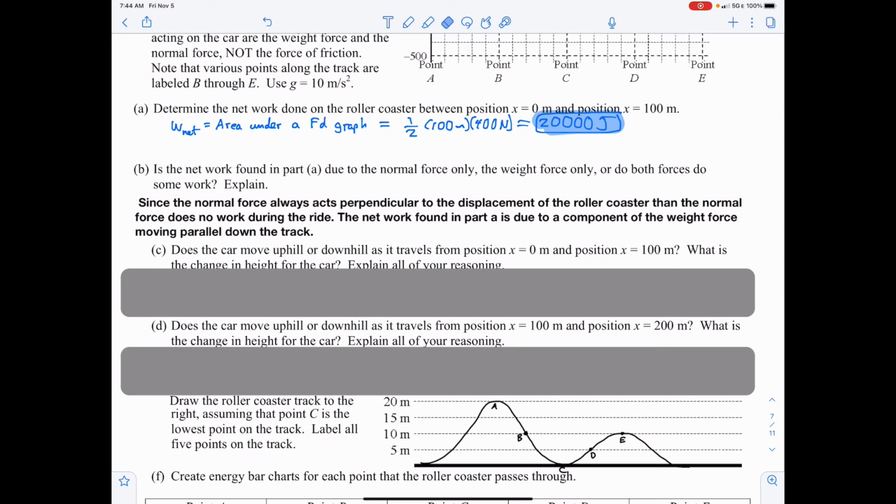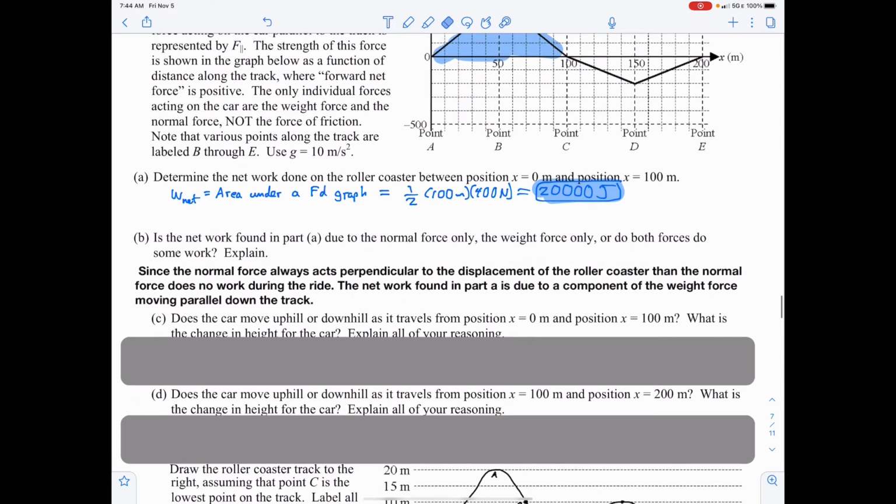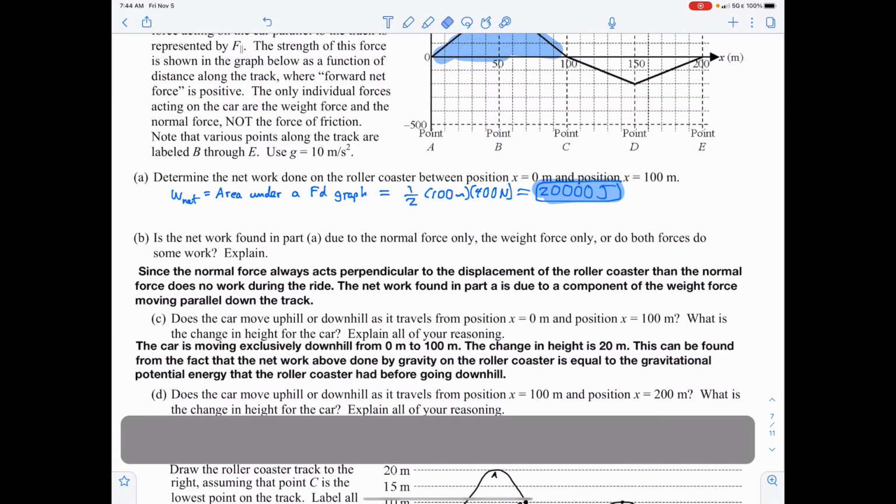Part C, does the car move uphill or downhill as it travels from point 0 to 100? What is the change in height for the car? Explain your reasoning. Well, the car is exclusively moving downhill from 0 to 100 meters. The change is 20 meters, and I'm going to show you how to figure that out.